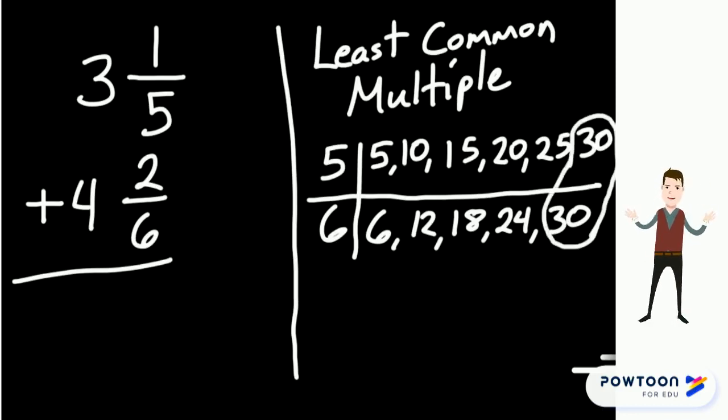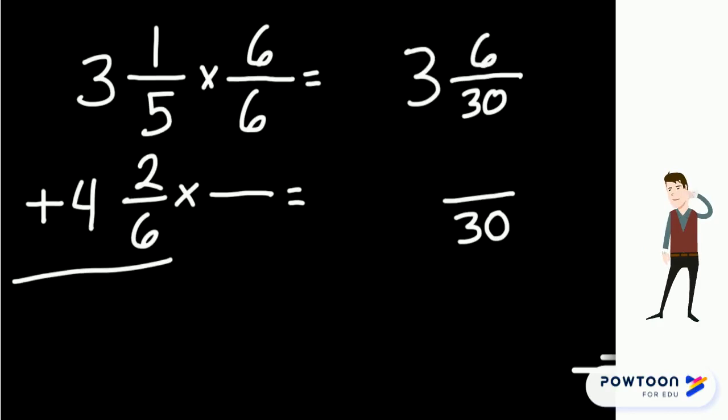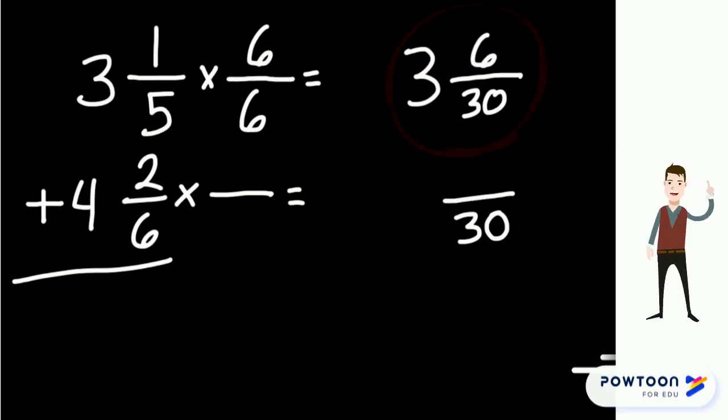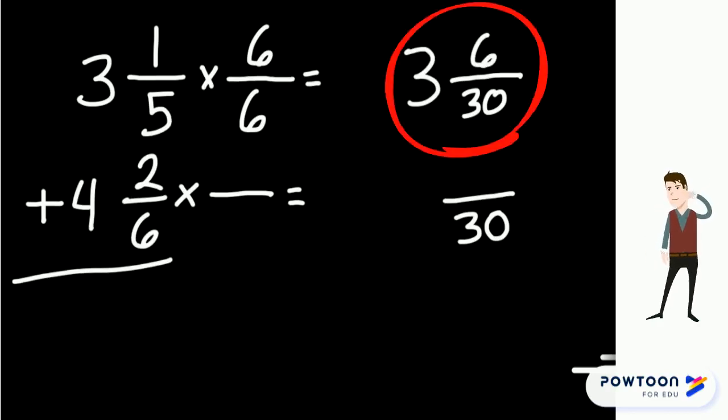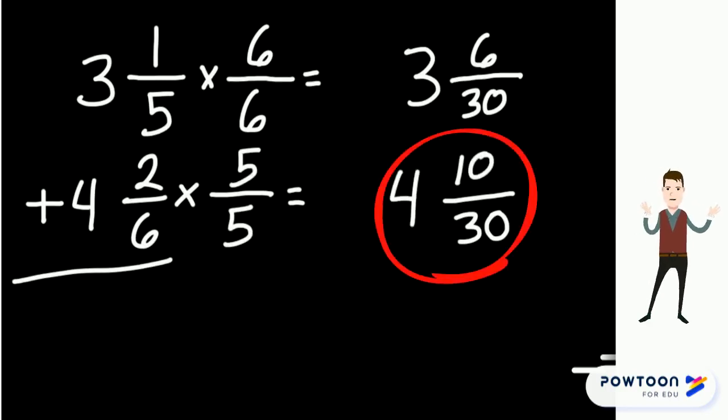Now let's write our equivalent fractions. I would multiply the fraction 1/5 by 6 over 6 to get 6 over 30. This means that our fraction will be 3 and 6 over 30. Now we do the same step for 4 2/6. I would multiply 2/6 by 5 over 5 to get 10 over 30. Now we know that our fraction is 4 and 10 over 30.